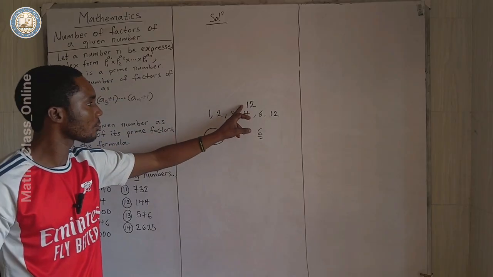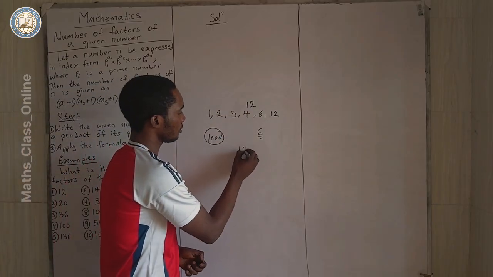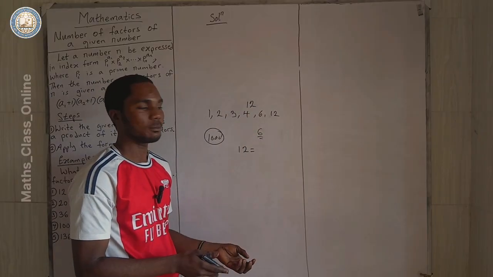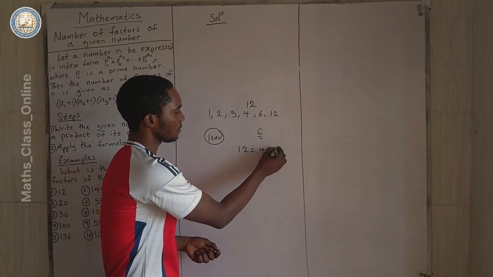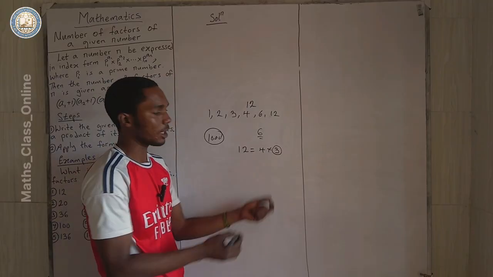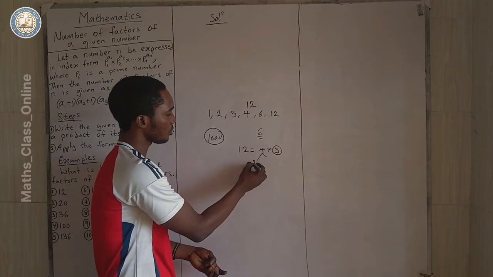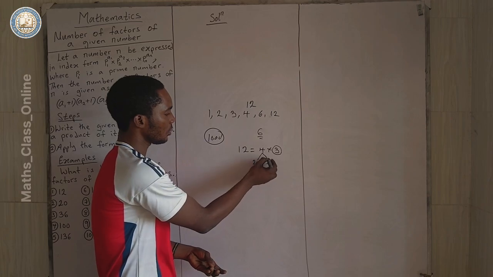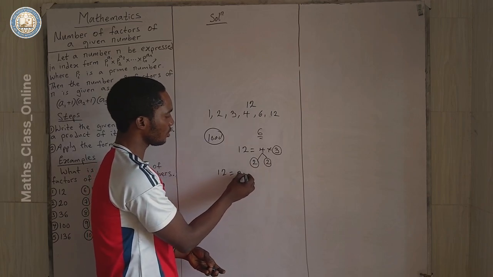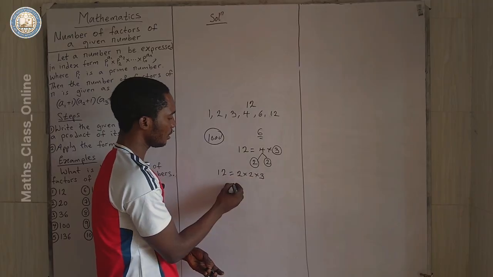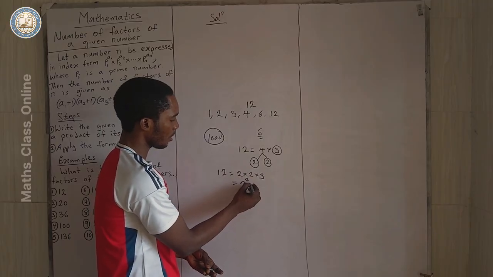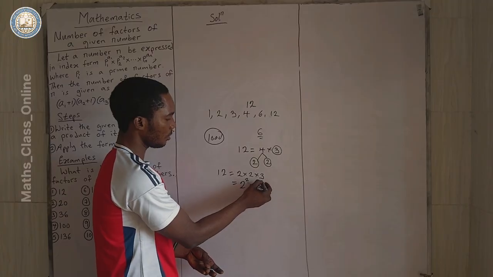We have 12. Let's write 12 as the product of its primes. 4 times 3. 3 is prime. But 4 is not a prime, right? This is 2 times 2. 2 is prime. 2 is prime. That means that 12 is equal to 2 times 2 times 3, which is equal to 2 raised to the power of 2 times 3. How many 3? 1.